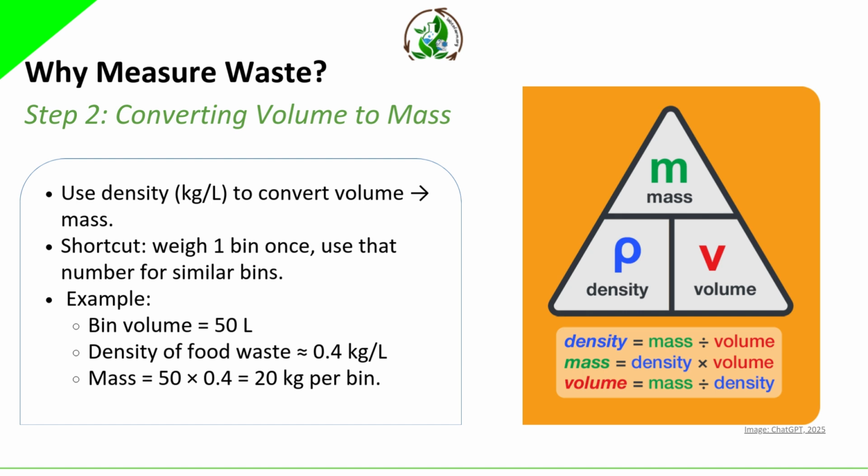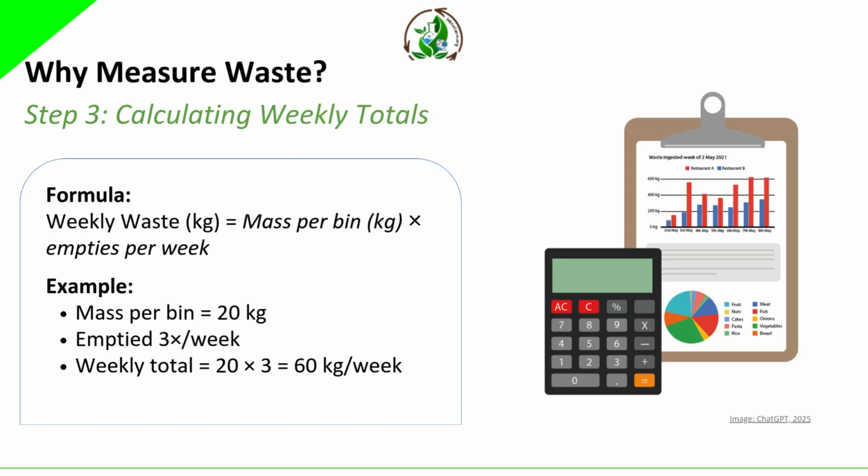To make this practical, we often just weigh one sample bin, and then apply that average to all the bins. Let me ask you, which would weigh more? A bin of dry leaves or a bin of wet pasta? Exactly. That's density in action. Once we know the mass of a single bin, we can scale up. If one bin is 20 kilograms and it's emptied 3 times a week, that's 60 kilograms per week.